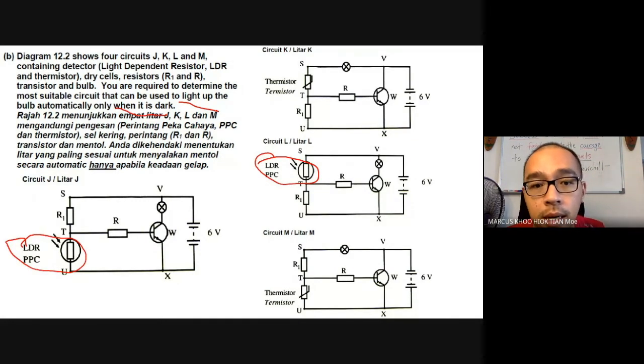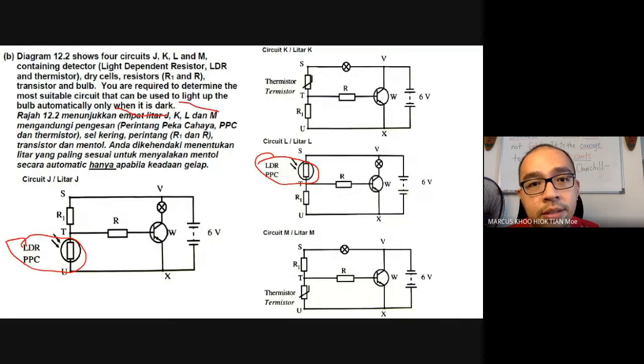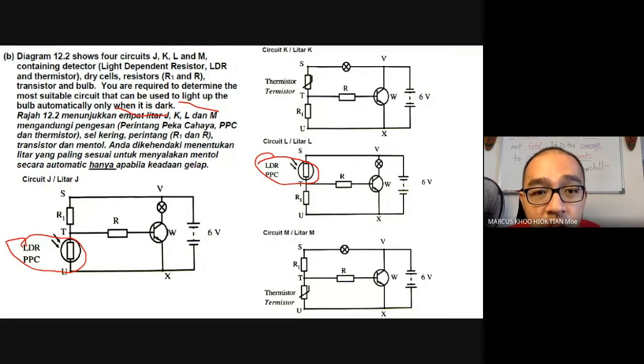Secondly, position of the detector. Okay, this is a tough one. Can I hear your answer, please, Valerisa? How do we write the position of the detector? At TU. At TU. Oh yes, it has letters given. Oh, okay. So at TU, so we want TU. Oh dear. Okay, we want TU. Okay, never mind.